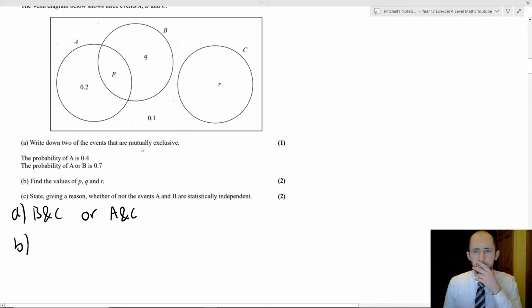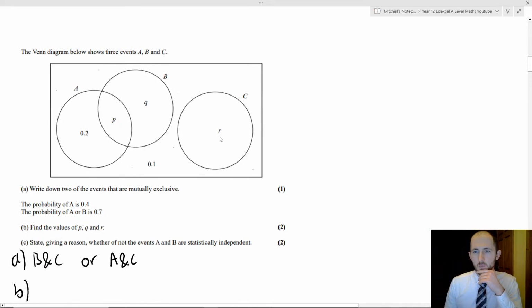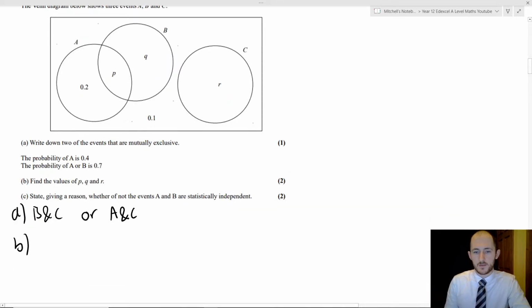For part B, we have a similar question to the initial part here, but we have to find out what these missing values are. So the probability of A is 0.4. A being 0.4 means that every number inside this circle should add up to 0.4. So P is just going to equal 0.4 minus 0.2, which is, well, actually I'll write it down here, 0.2. Okay?